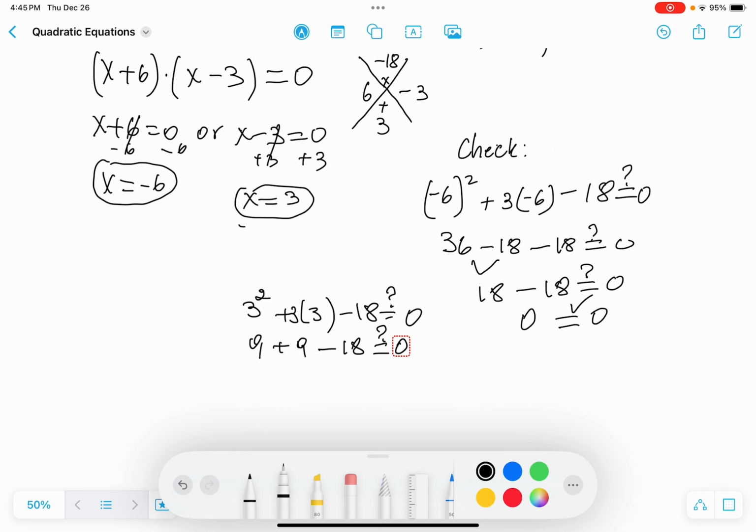I add 9 plus 9, it's 18. And then minus 18, is that equal to 0? I'm checking. 18 minus 18 is 0. I found 0 on the left side and 0 on the right side. 0 equals 0, so that is also a solution. So x equals negative 6 and x equals 3 are the solutions for this quadratic equation. We solved this quadratic equation by factoring, and we found two solutions, and you expect to have two solutions for any quadratic equation.